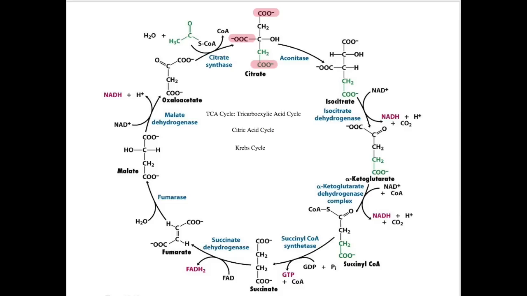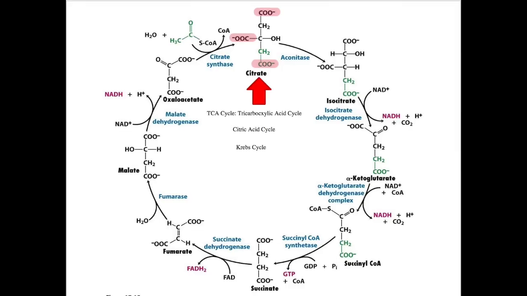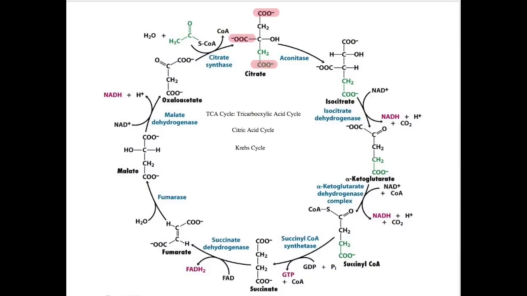This is the TCA cycle. TCA stands for tricarboxylic acid. This is another name for citrate, which appears at the top of the cycle. If this were a clock, citrate would be at 12 o'clock. Citrate's 3 carboxylic acid groups are highlighted in red. This cycle is also called the citric acid cycle and the Krebs cycle, for Hans Krebs, who elucidated much of this cycle.